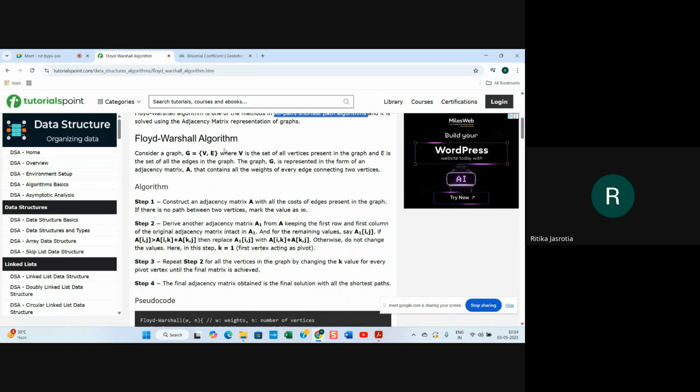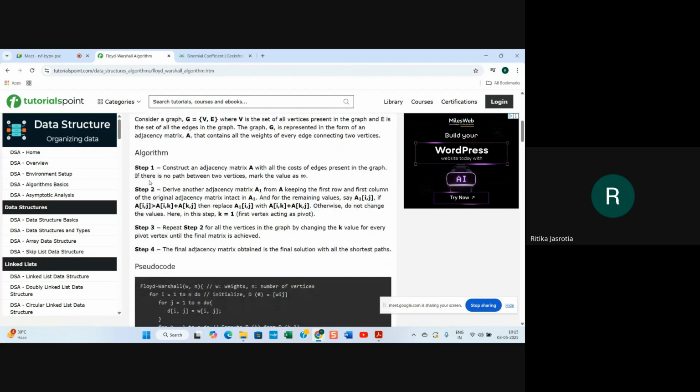So what the algorithm says is, consider a graph G equal to (V, E), that is vertices and edges, where V is the set of vertices present in the graph and E is the set of edges in the graph. The graph G is represented in the form of an adjacency matrix A that contains all the weights of every edge connecting two vertices. Right. So the algorithm says step 1: construct an adjacency matrix A with all the costs of edges present in the graph. If there is no path between two vertices, mark the value as infinity.